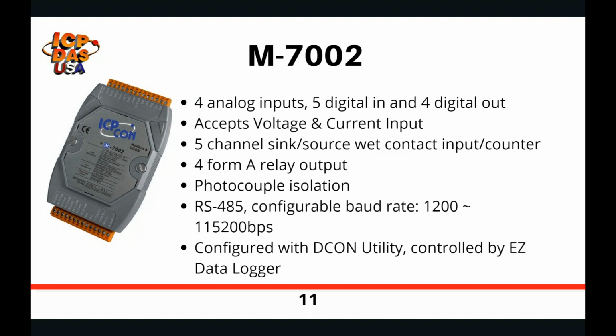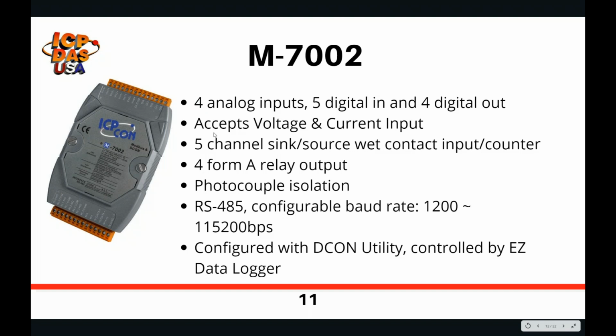It includes photocoupler isolation. Communicates over RS-485 using Modbus, and at a configurable baud rate of 1200 to, what is that, 115,200 bits per second. So, like I said before, you can configure it with DCON Utility and control it using Easy Data Logger.